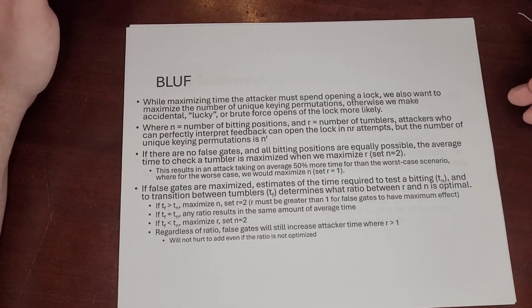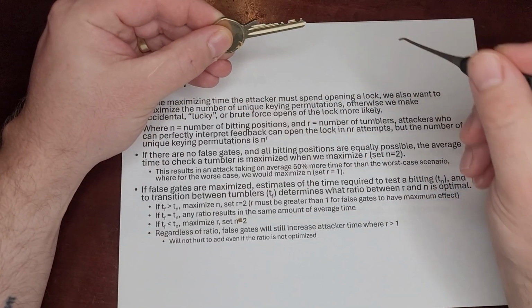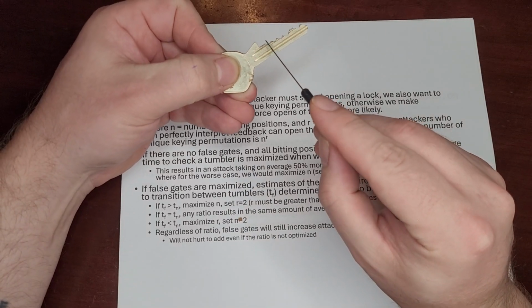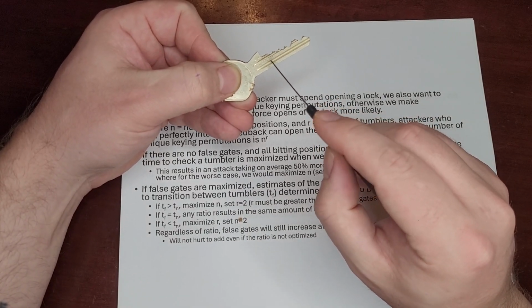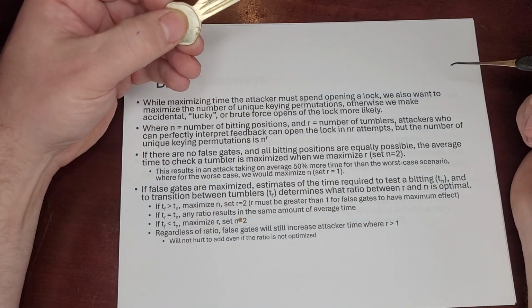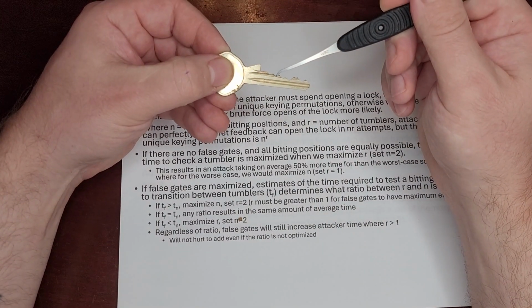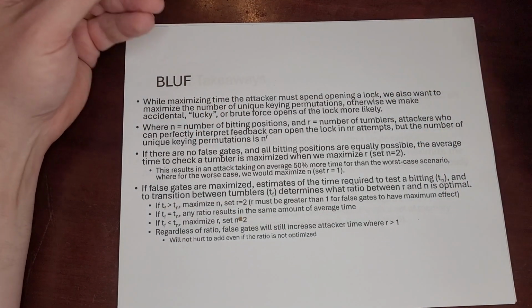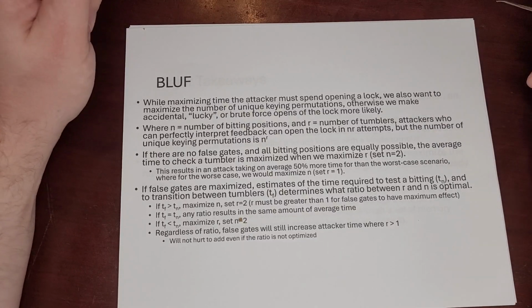So where n is the number of bidding positions, and I'll use a key to go over this some too. So n is the number of bidding positions, like on a key, that might be from 0 to 9, how many different key heights you can have. And r is the number of tumblers. So like on this, we'd have 1, 2, 3, 4, 5, 6. That would be your tumblers. That can be your wheels, levers, discs, sliders, wafers, etc.